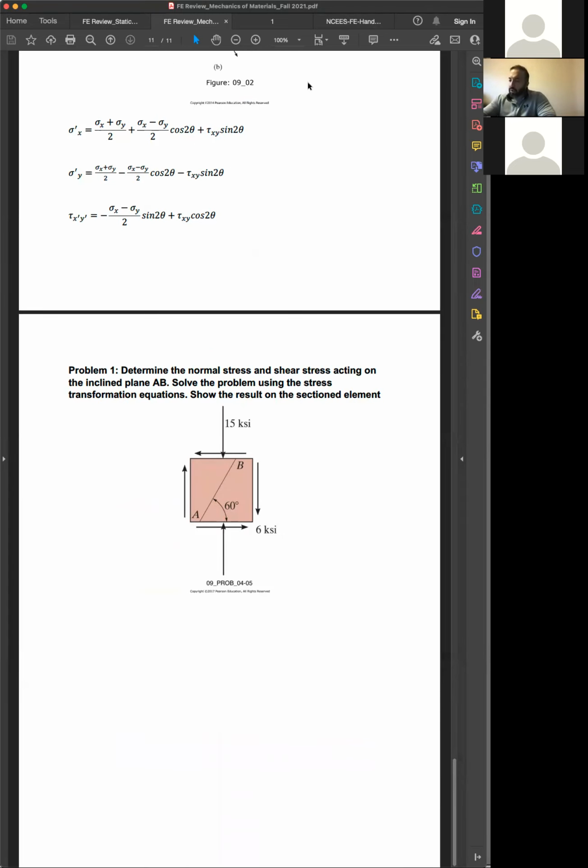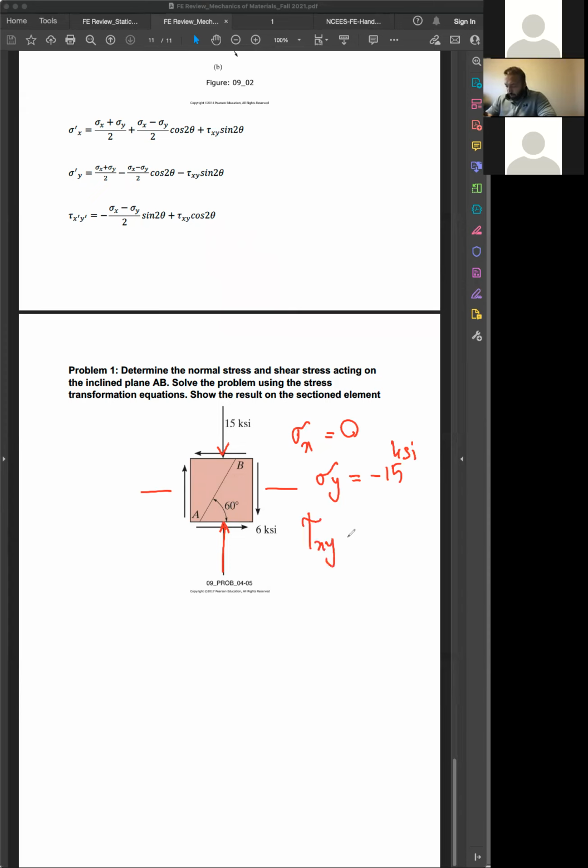Okay, so in this example, we are asked to determine the normal and shear stresses acting on the inclined plane AB, solve the problem using the stress transformation equations, and show the result on the sectioned element. All right. So you have the original block. On the original block, you have the sigma x. There is no normal stress shown in the x direction, so 0. Sigma y, as you can see, is compressing your member. So it is negative. We will show the compression as negative, 15 KSI.